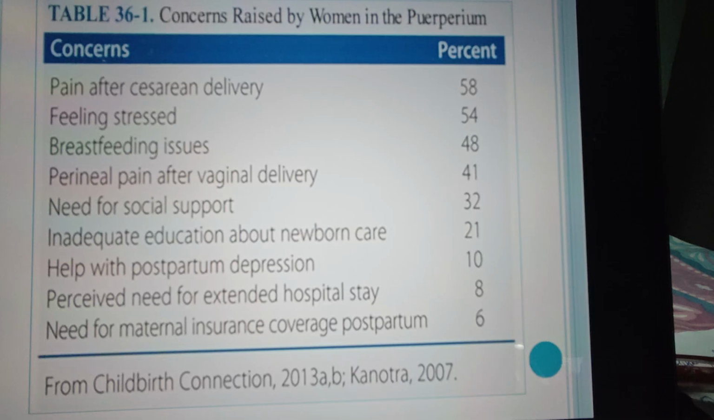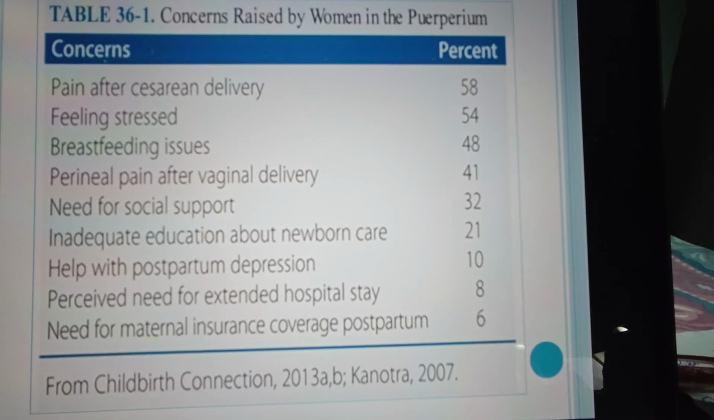So, what are the concerns raised by a woman in the puerperal period? The concerns can be the pain after cesarean delivery, which is the most common, feeling stressed in 54% of the cases, breastfeeding issues, perineal pain after vaginal delivery due to episiotomy stitches, need for social support, inadequate education about newborn care, help with postpartum depression, perceived need for extended hospital stay, and need for maternal insurance coverage postpartum.